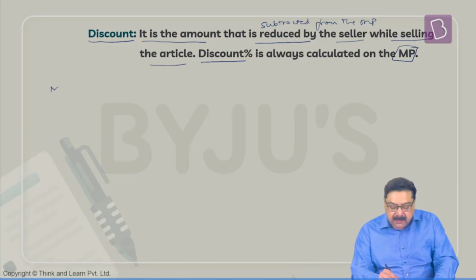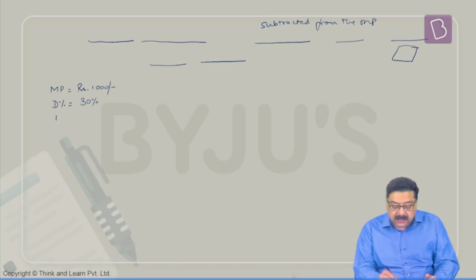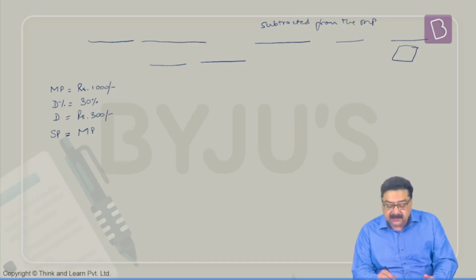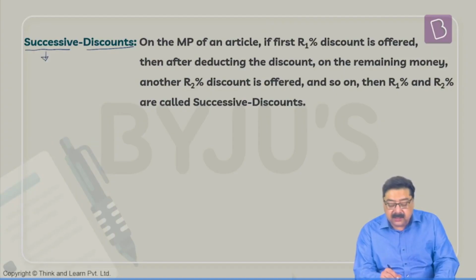So suppose the marked price of a shirt is rupees 1000 and on that a discount of 30% is allowed, which means the selling price of that article. Now how much is this 30% of discount? The 30% of discount in rupees shall be rupees 300. So the final selling price of an article is always marked price minus discount. Both are in rupees. So the selling price in this case shall become 1000 minus 300, which is nothing but 700.